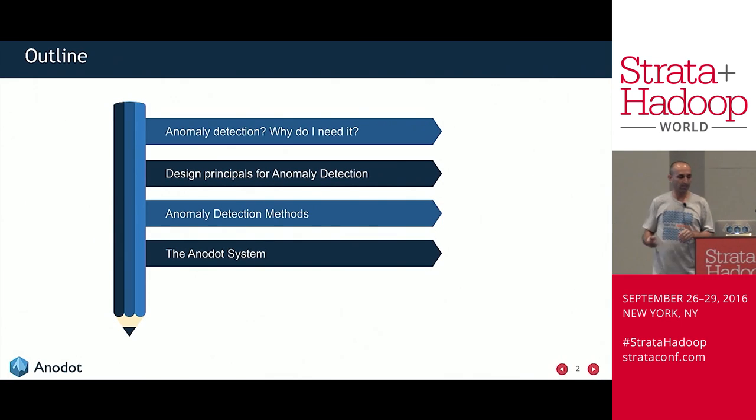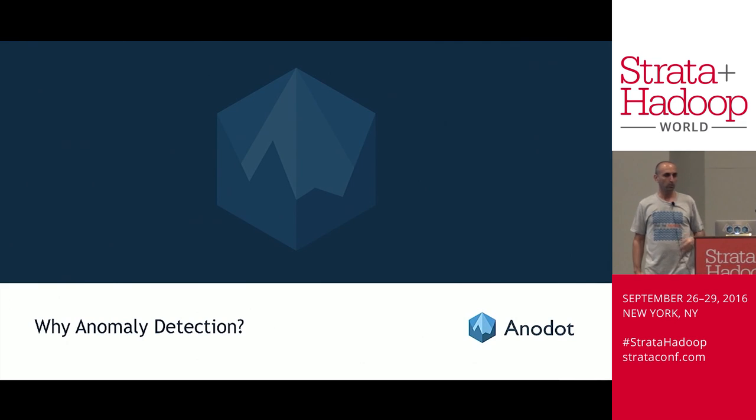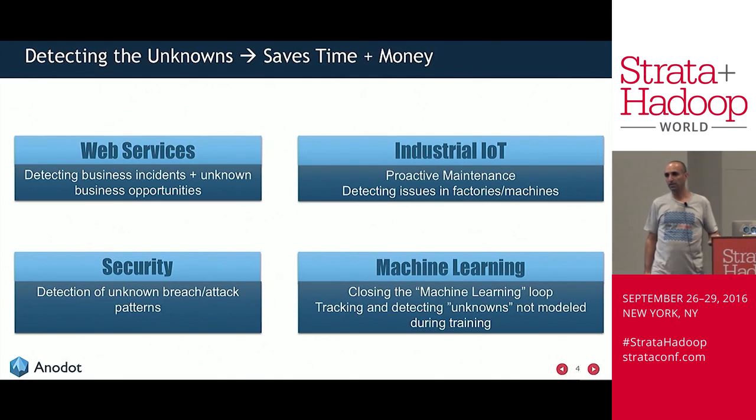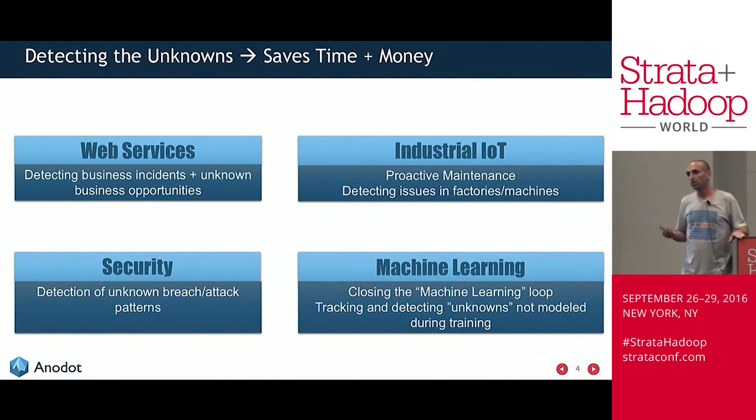and talk about anomaly detection. So why does anybody need anomaly detection? Besides being a nice unsupervised technique in the machine learning literature, there are a lot of different commercial areas where anomaly detection is very useful. If you look at web services that measure a lot of things about what they're doing and what the users are doing, anomalies can help detect business incidents and find unknown business opportunities and react to them.